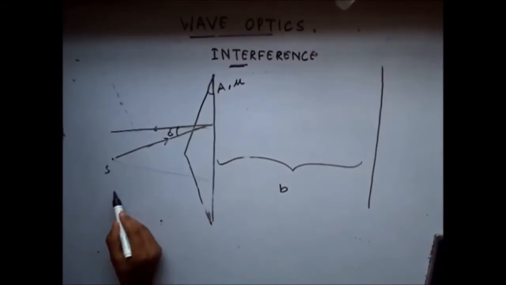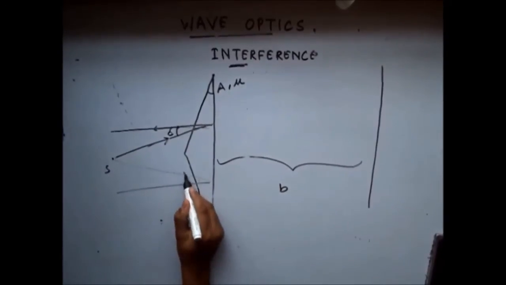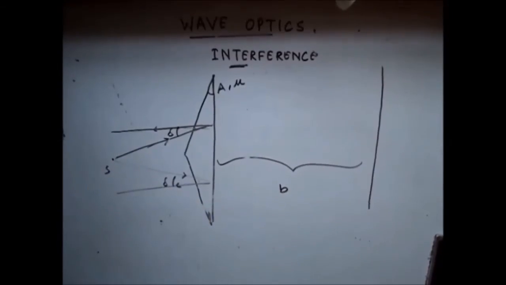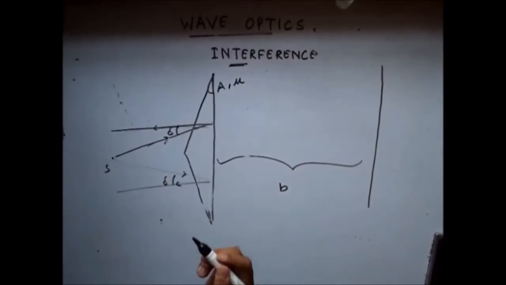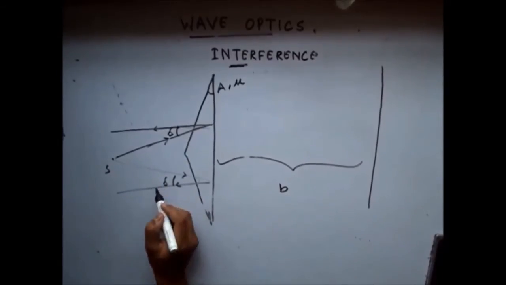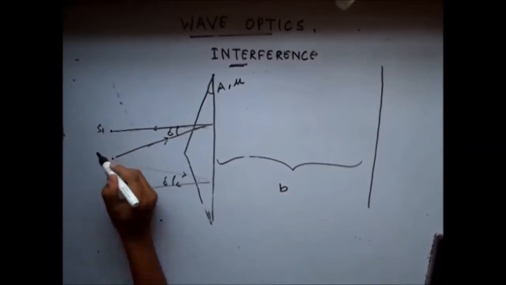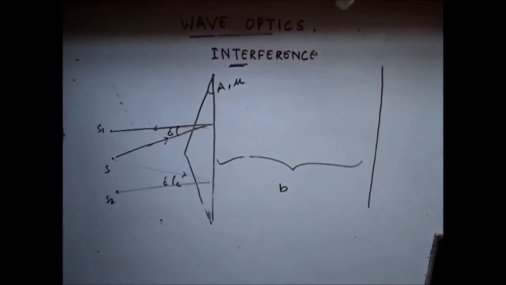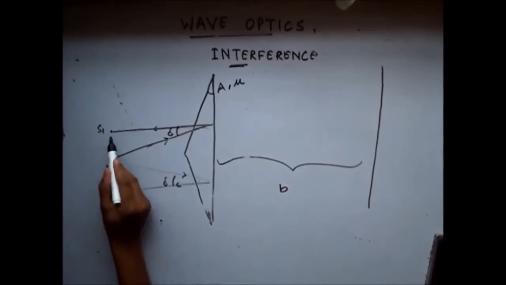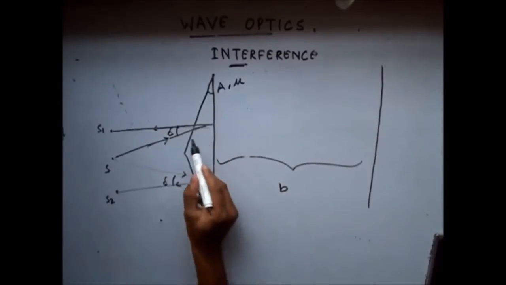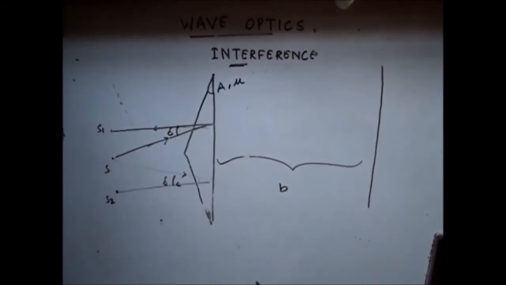Similarly, for the second half, the same thing happens. Strikes like this, it comes out like this. This angle is the angle of deviation. So I get my two virtual sources as S1 and S2 like this. For the screen, light appears to come as if from S1 and S2.